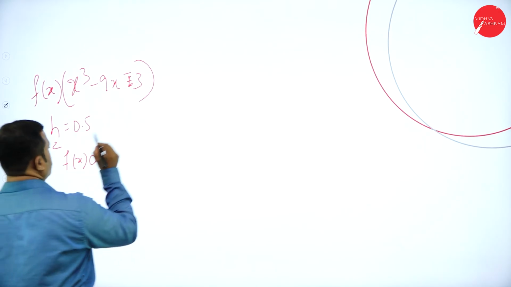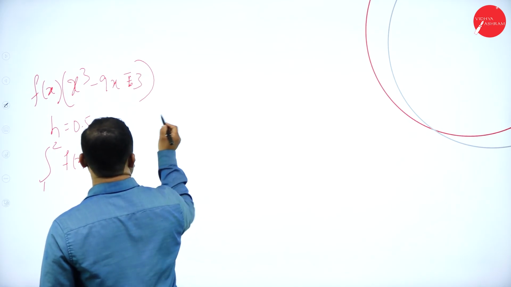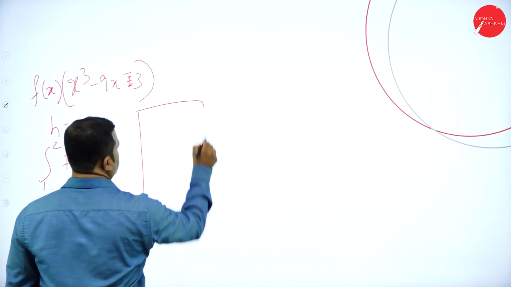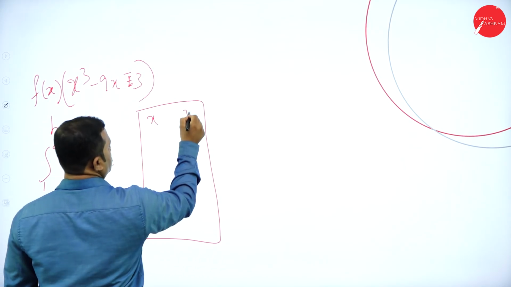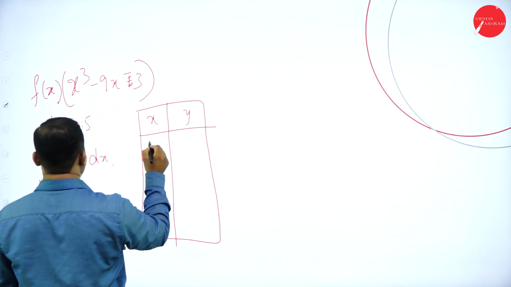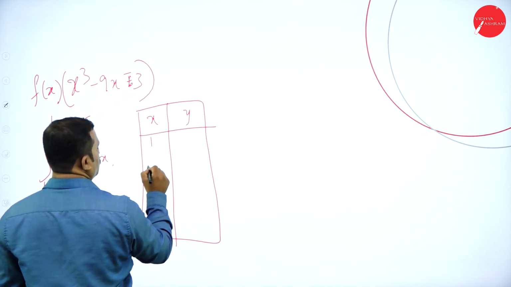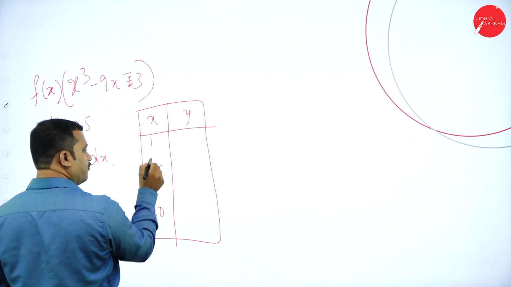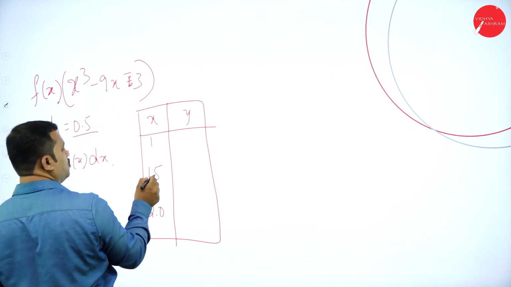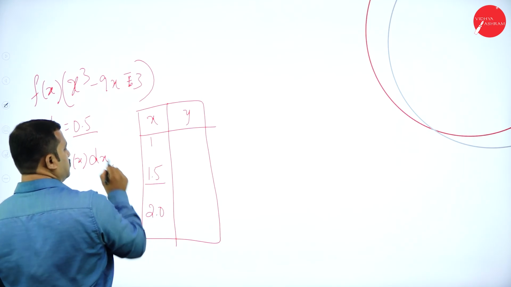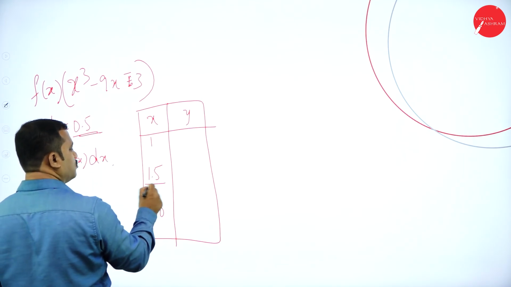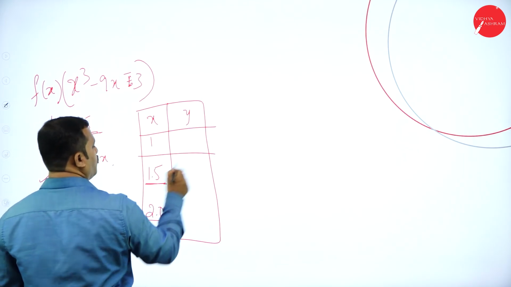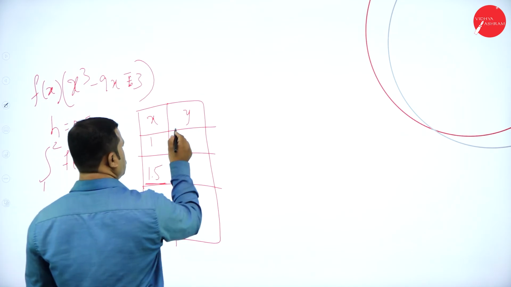One more problem here. Between 1 and 2, we have the table like this. X is here, y is here. What is the value of x? Initially it is 1, then 1.5, then 2.0. I am adding 0.5, that is h, to this value to get this, and 0.5 again to get 2.0. Now, what is the value of y by using this method?